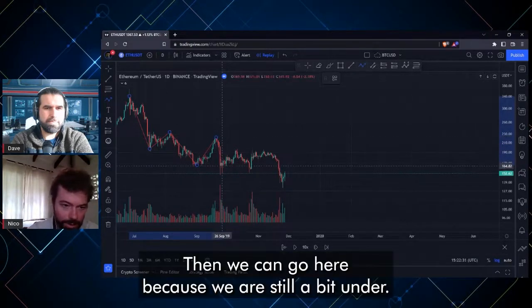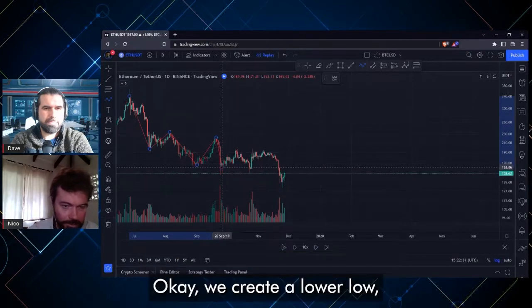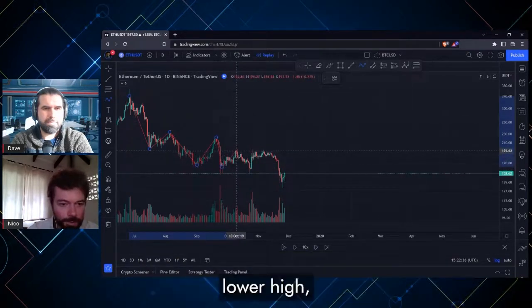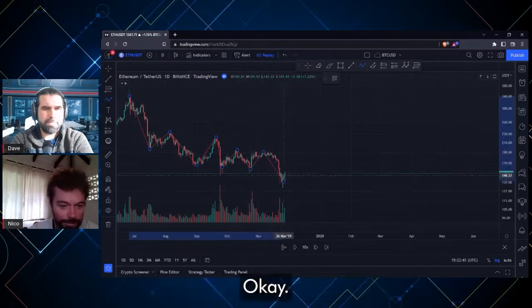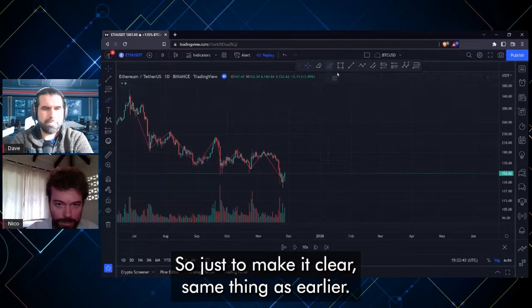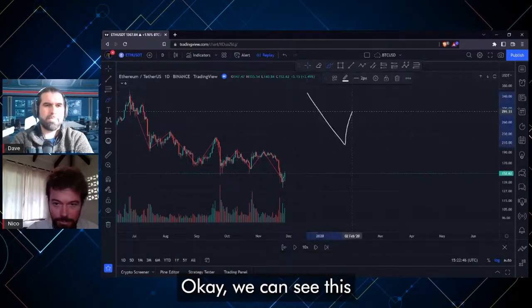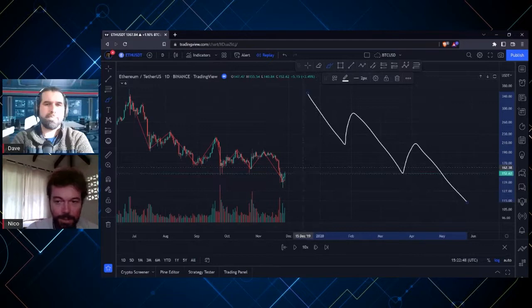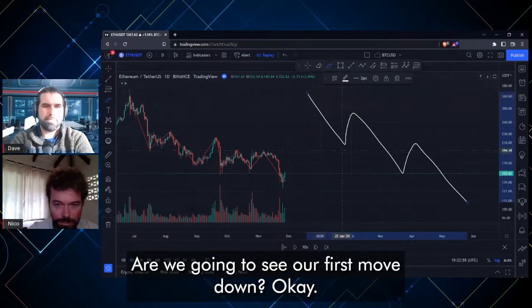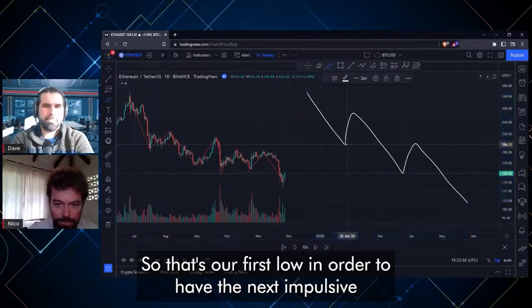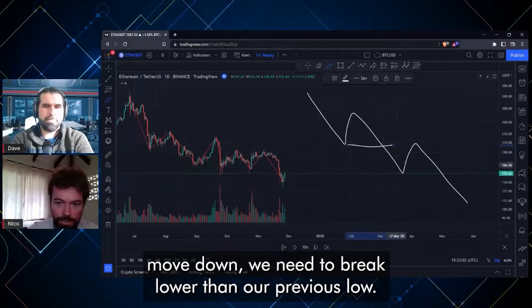Then we can go here because we are still a bit under. We create a lower low, lower high, lower low, lower high, lower low. So just to make it clear, same thing as earlier. In order to identify objectively this downtrend, we're going to see our first move down. That's our first low. In order to have the next impulsive move down, we need to break lower than our previous low.